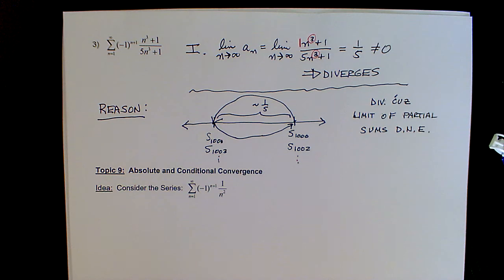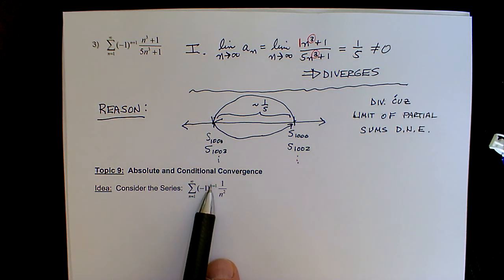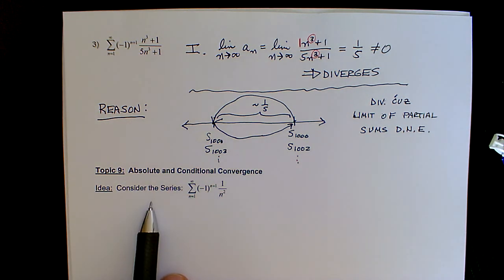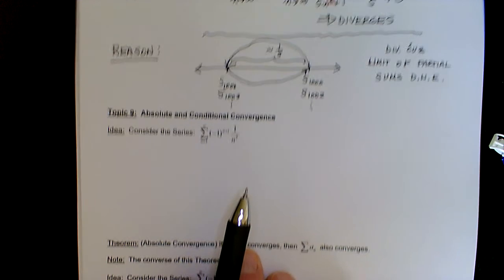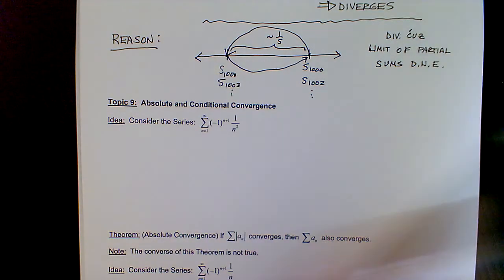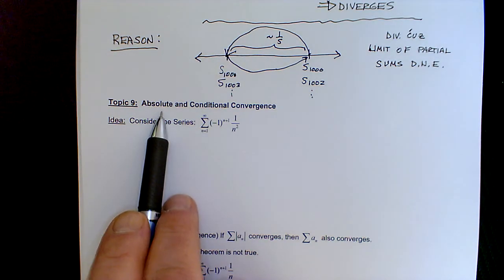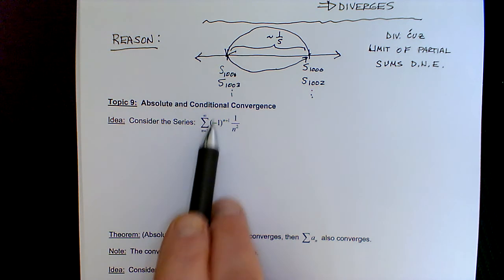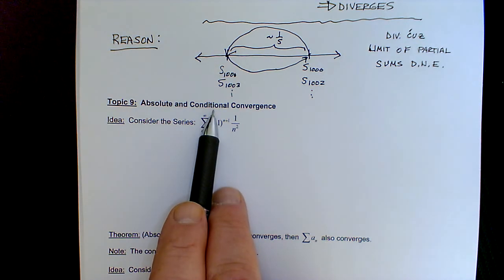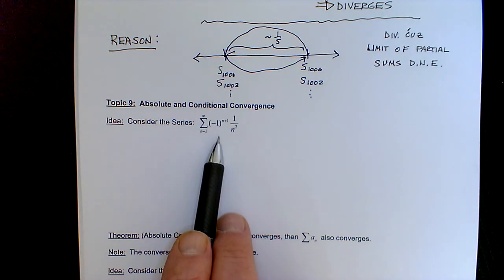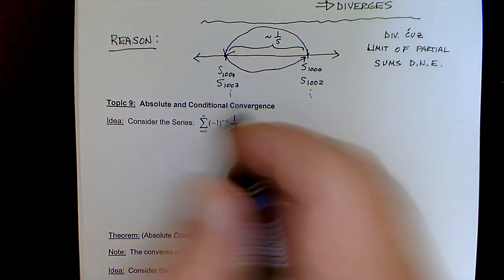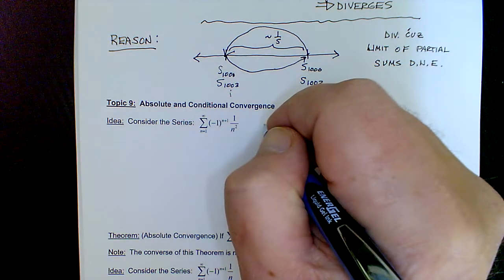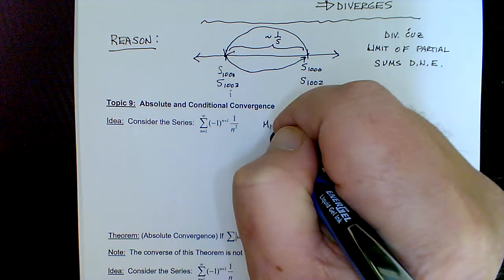All right, we'll start talking about absolute and conditional convergence. And it's kind of, as we're going to see, a level of strength for convergence. Think of it absolutely or conditionally. Absolute is a stronger term rather than conditional, based on some condition. So consider this series. It's an alternating series. And let's say that we make all the terms positive.